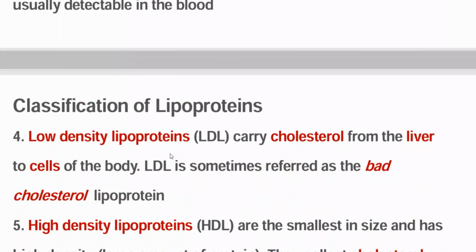Number 4 is the low density lipoprotein, which carries cholesterol from the liver to the cells of the body, and LDL is sometimes referred to as bad cholesterol. This is very bad, because this cholesterol comes from the liver and is deposited in the tissues of the cells. Therefore, it can lead to progression of atherosclerosis.